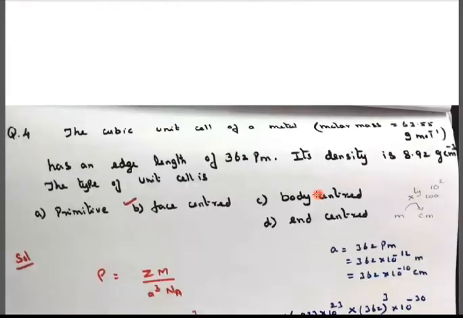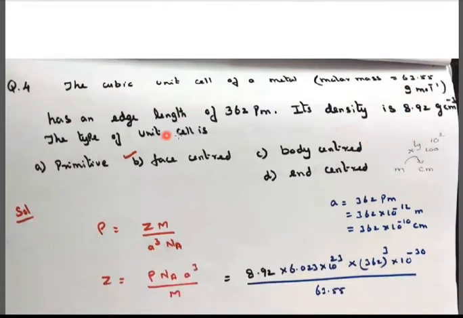Question number 4. The cubic unit cell of the metal, the molecular mass of the metal is given as 63.55 gram per mole. The edge length is 362 pm, picometer. Its density is 8.92 gram per centimeter cubed. Find the type of the unit cell.